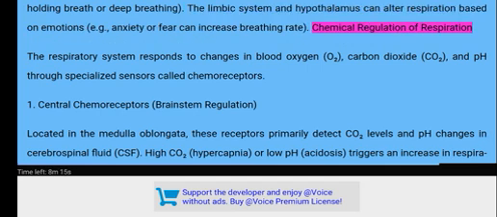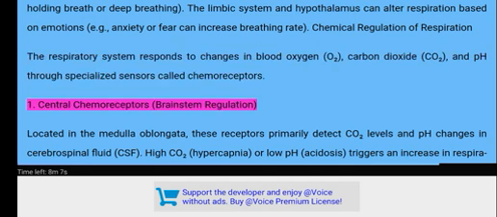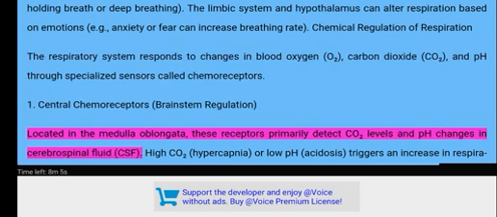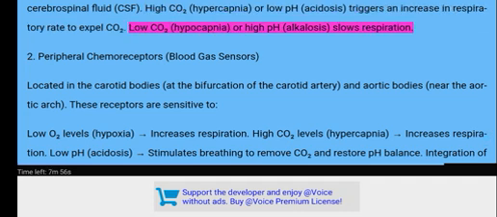Chemical regulation of respiration. The respiratory system responds to changes in blood oxygen, O2, carbon dioxide, CO2, and pH through specialized sensors called chemoreceptors. 1. Central chemoreceptors, brainstem regulation. Located in the medulla oblongata, these receptors primarily detect CO2 levels and pH changes in cerebrospinal fluid, CSF. High CO2, hypercapnia, or low pH, acidosis, triggers an increase in respiratory rate to expel CO2. Low CO2, hypocapnia, or high pH, alkalosis, slows respiration.